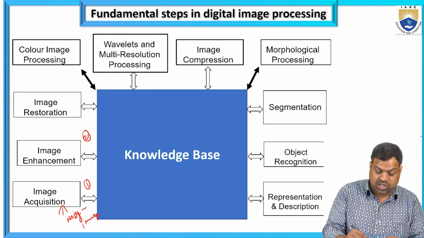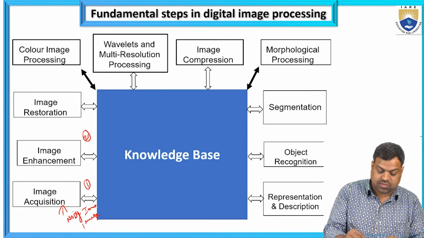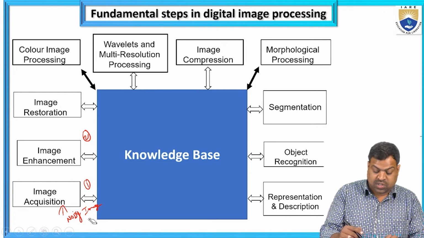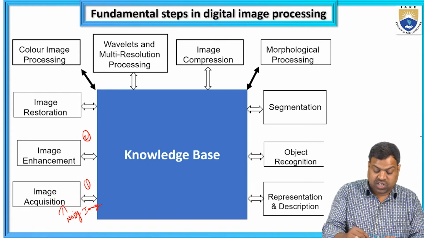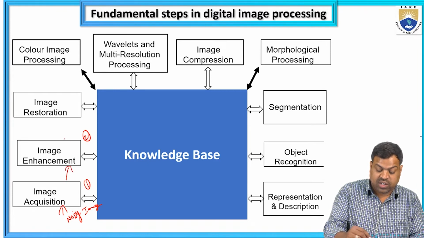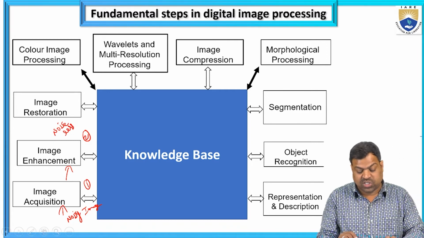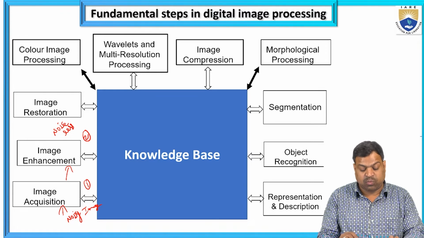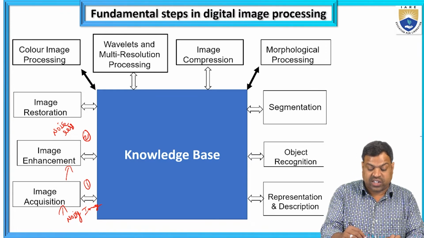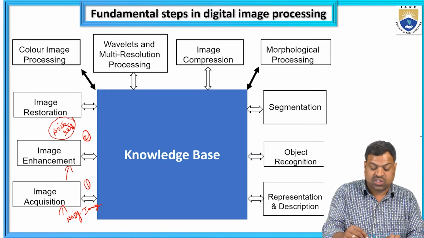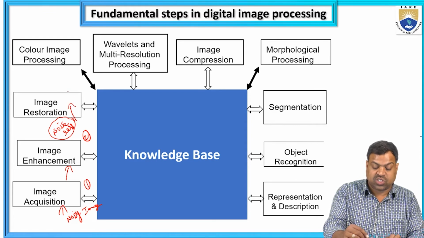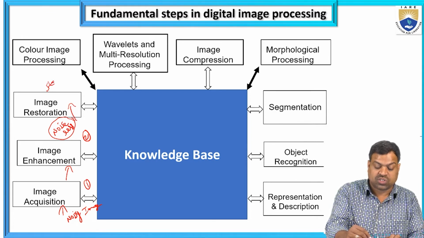So, the noisy image. Suppose I want to convert a noisy image to a noiseless one. In image enhancement, the output is a noiseless image. So the noisy image is converted to the noiseless with the help of image enhancement. And after the noiseless image, where is it stored? Image restoration is used to store the image.